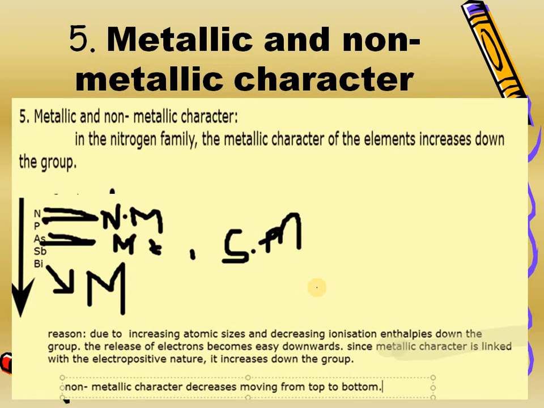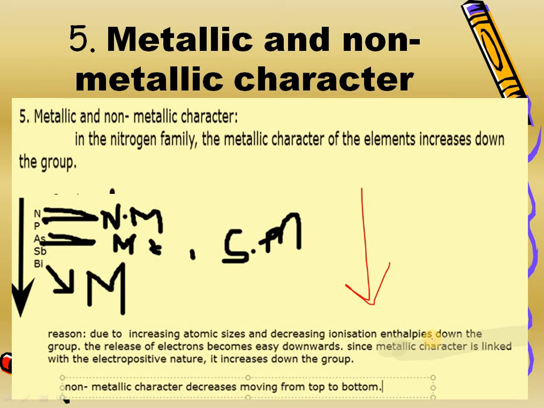Now the next property is metallic and non-metallic character. I have discussed it before, and in the nitrogen family the metallic character goes on increasing down the group. We can say that the first two elements of group 15 are non-metals, the next two are metalloids or semi-metals, and the last one is a metal. While moving from top to bottom, metallic character increases because the size of the atom increases, and due to increase in atomic size and decreasing ionization enthalpy down the group, the release of electrons becomes easy downwards.